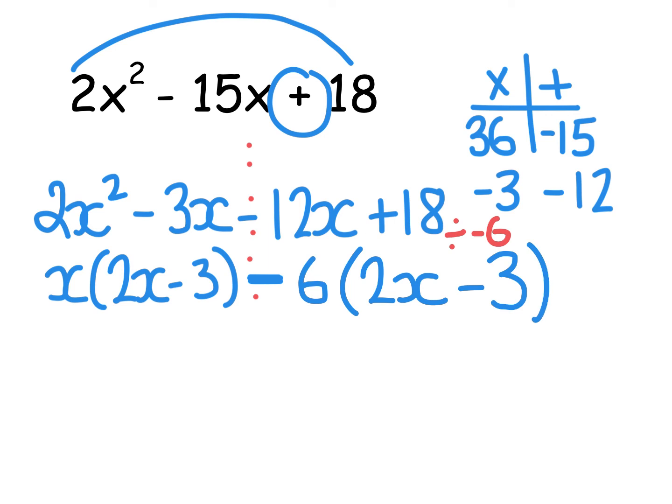So then we can clearly see you've got a 2x minus 3 bracket repeated. And just to remind you, the other bracket came from the things in front, which is an x minus 6.